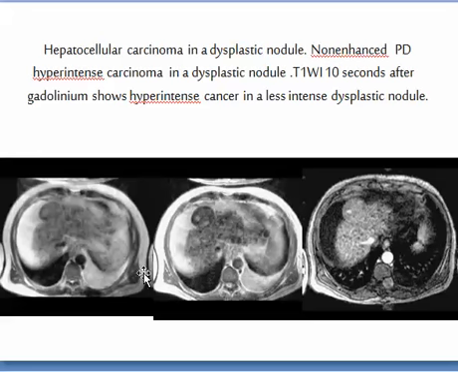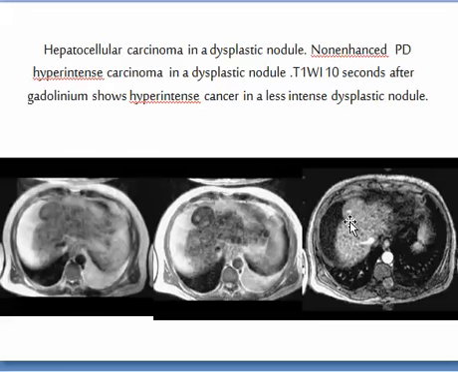While in the proton density and T2 weighted images it appears iso or intermediate intensity, while here it's mildly hyperintense in proton density, and in the T1 weighted images it becomes more hyperintense, a malignant nodule within the dysplastic nodule.